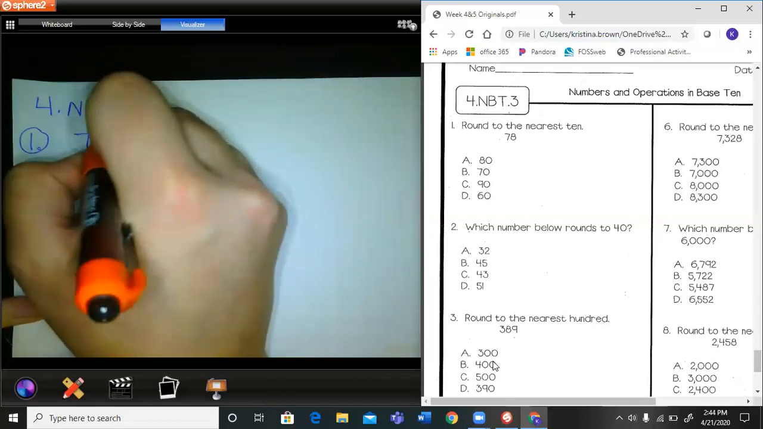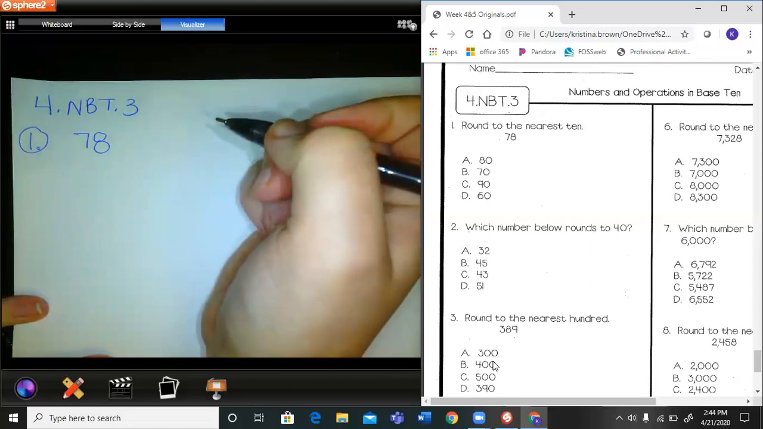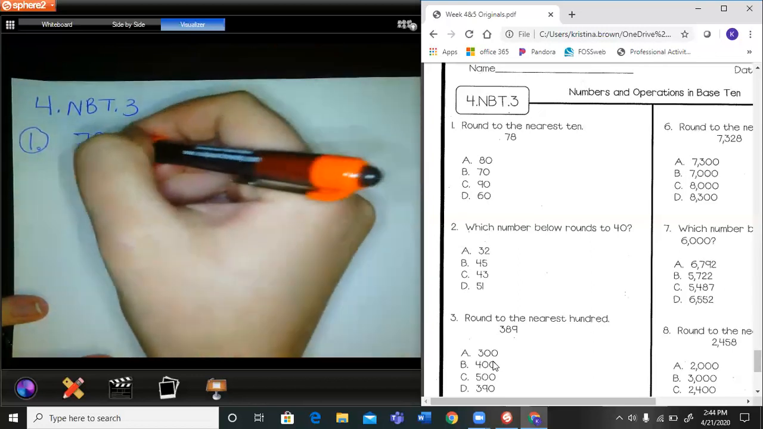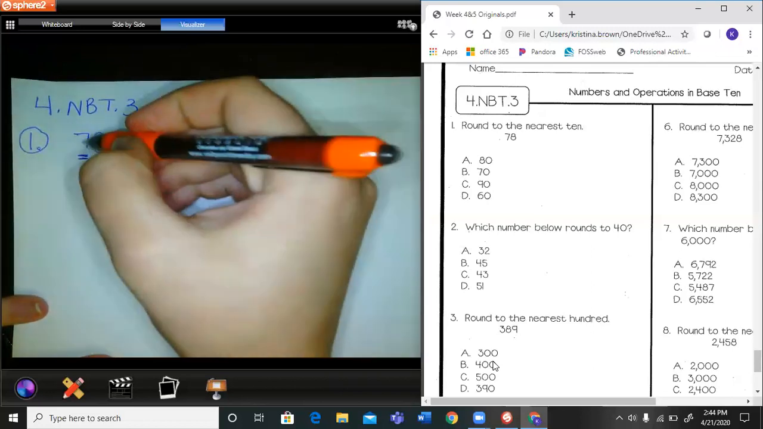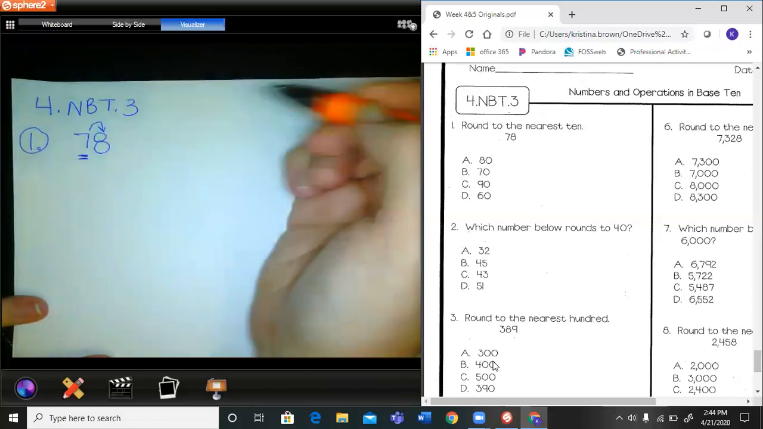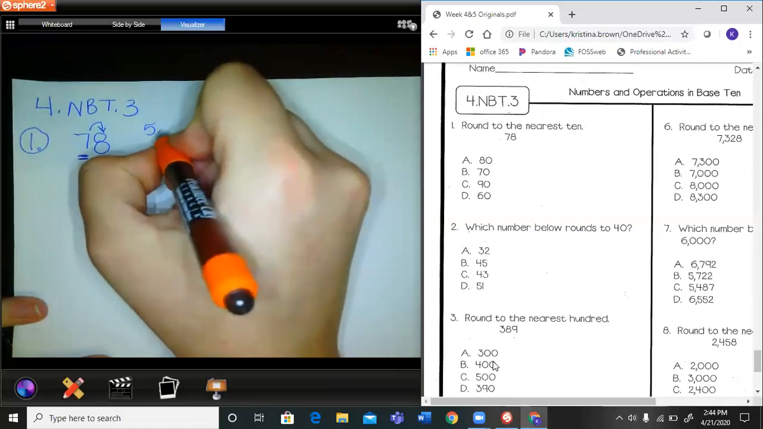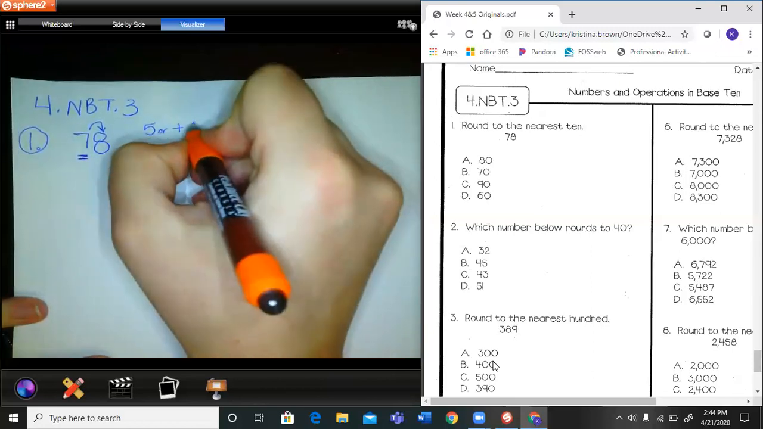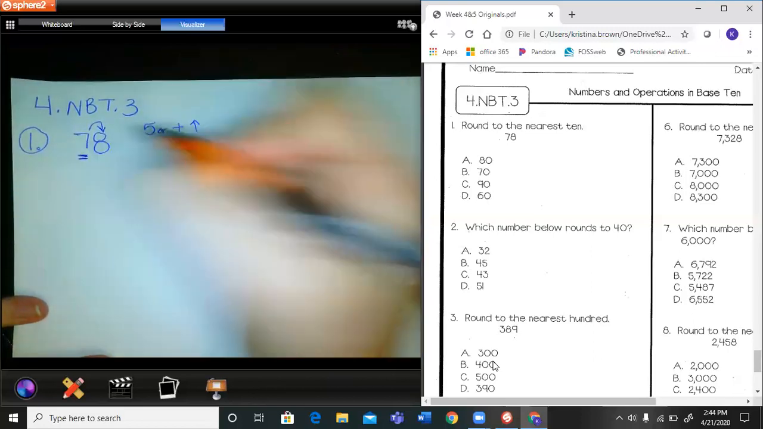So my number is 78. We're going to the nearest 10. So I need to go to my tens place. I'm going to underline that digit. Find your number. And then I'm going to look to the right. 5 or more, we raise the score. This number has to go up by 1.